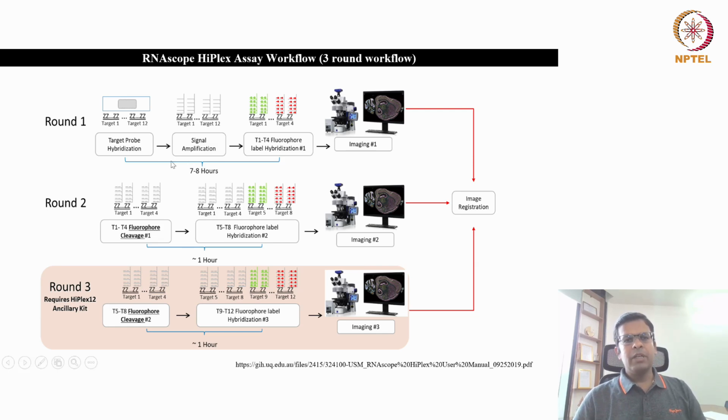And you see the time: only the first round takes 7 to 8 hours, because the hybridization step is there, and the hybridization step is the same for all 12 probes. But once the hybridization is done, adding the fluorescent dyes, imaging, and washing off the fluorescent dyes takes just 1 hour. So the second round is only 1 hour, and the third round is only 1 hour. Basically, within 10 to 12 hours you can do this sequential round of probing and imaging.